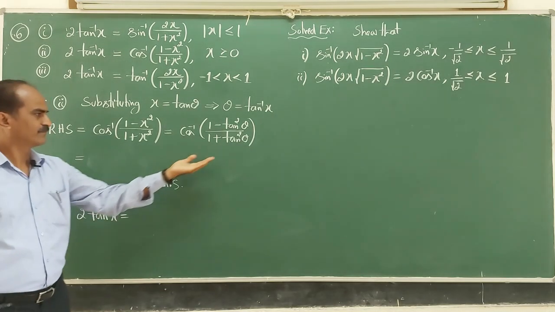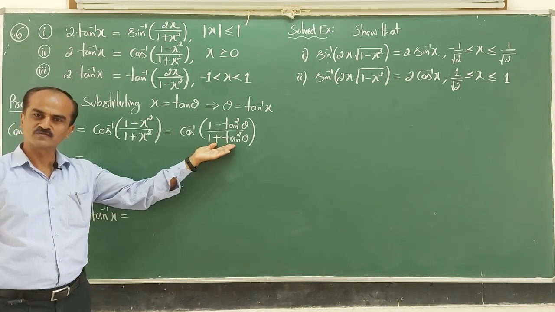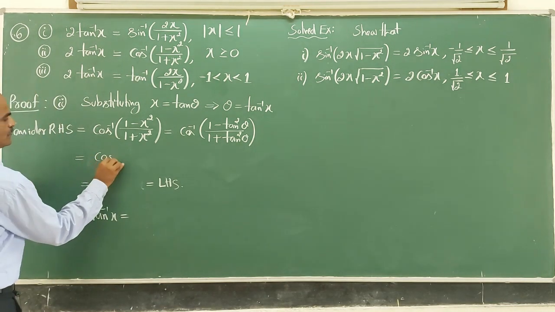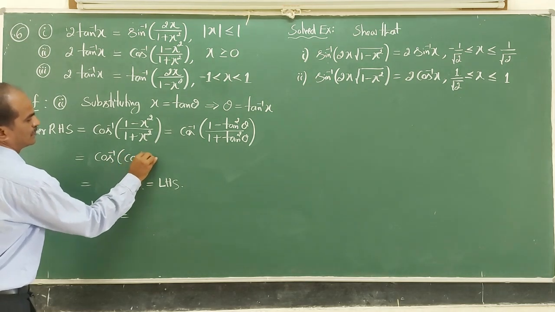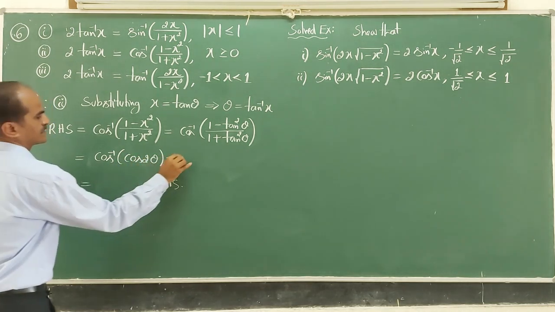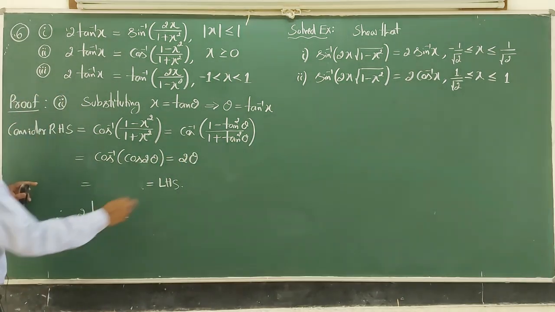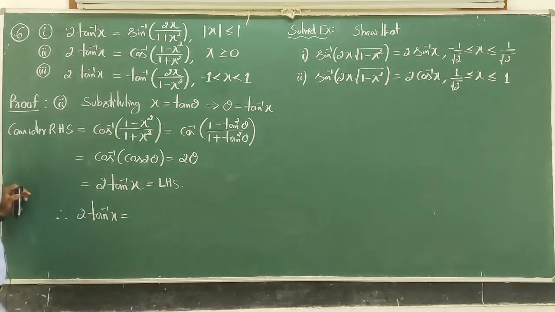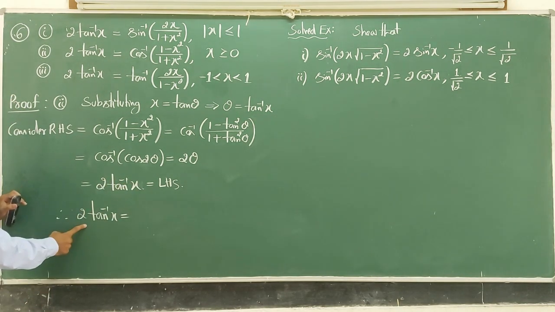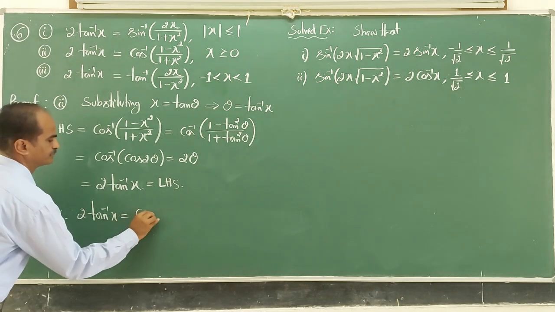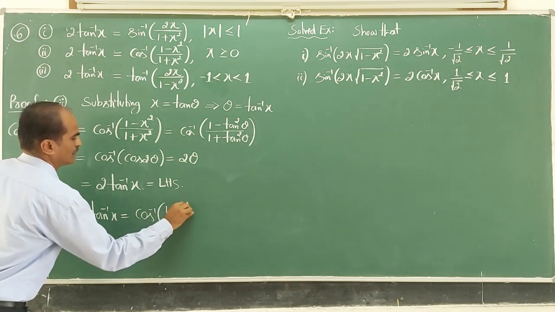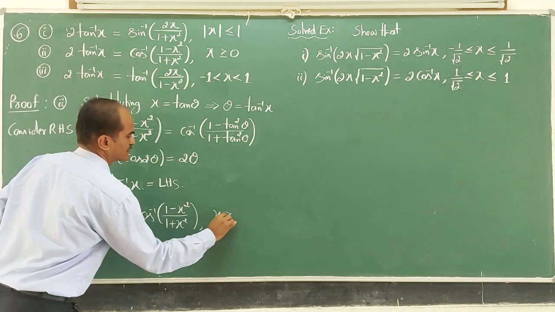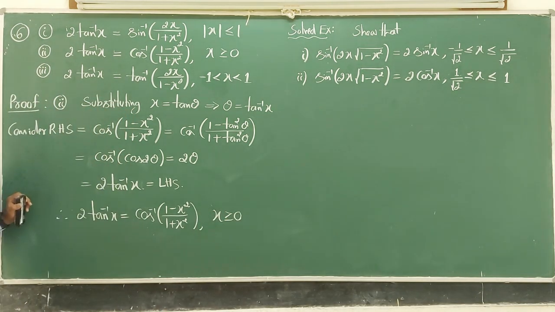Can you recall the formula by looking at this? 1 minus tan square by 1 plus tan square is what? Cos 2 theta. So cos inverse of cos 2 theta is equal to 2 theta. What is theta? Tan inverse x. That is what our LHS is. So therefore 2 tan inverse x is the same as cos inverse of 1 minus x square by 1 plus x square for all the values of x greater than or equal to 0.